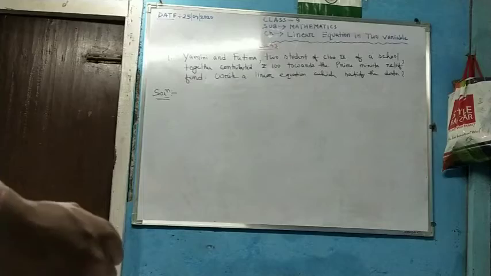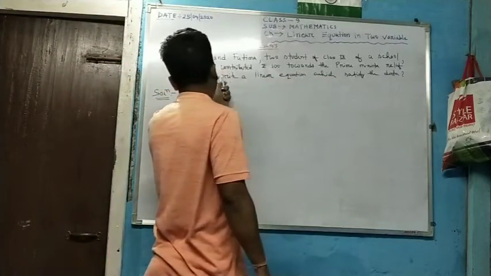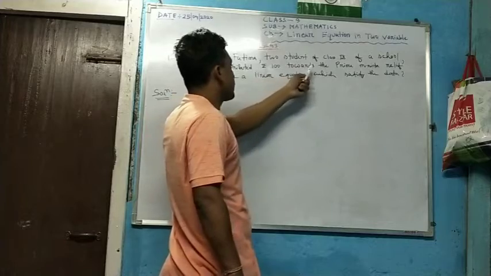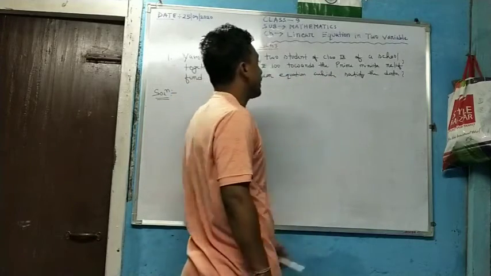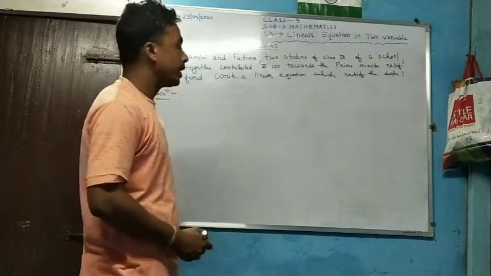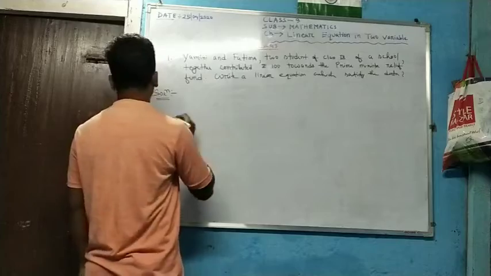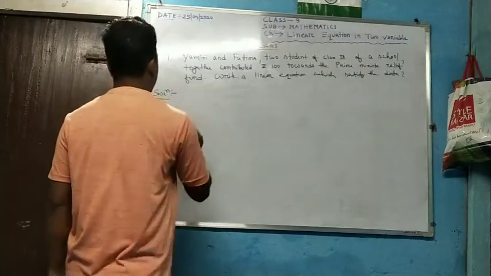Question number 7. Yamini and Fatima, two students of class 9 of a school, together contributed ₹100 towards the Prime Minister Relief Fund. Write a linear equation which satisfies the data. So we have to form a linear equation which satisfies the following data. Let the contribution, we can write in this way.